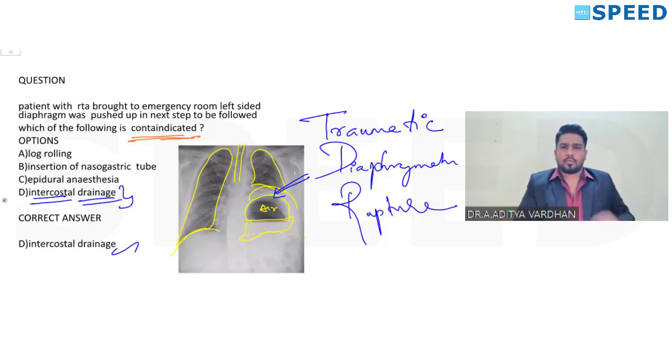A little bit of a tricky question. Once you know this, you won't make mistakes, I'm sure about that. The other options like log rolling, insertion of nasogastric tube, epidural anesthesia could be done, but intercostal drainage is a contraindication, because it will damage the bowel, viscera, stomach part.